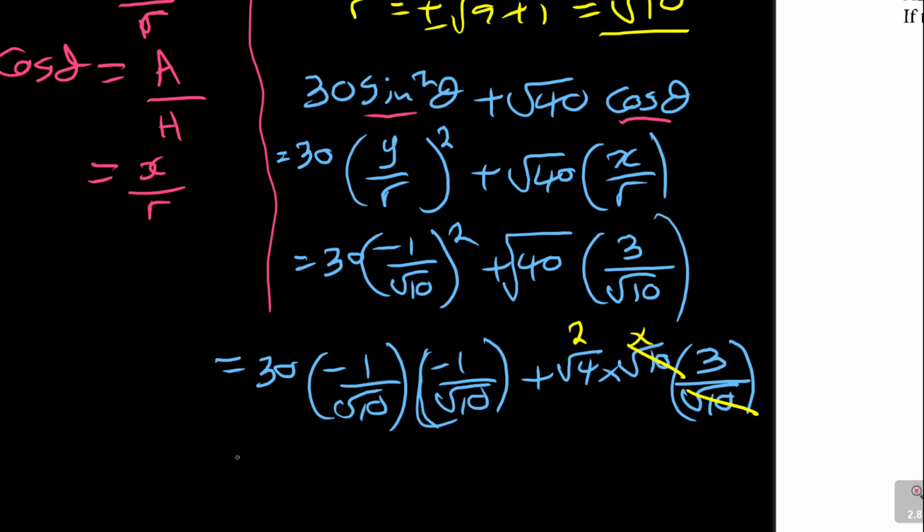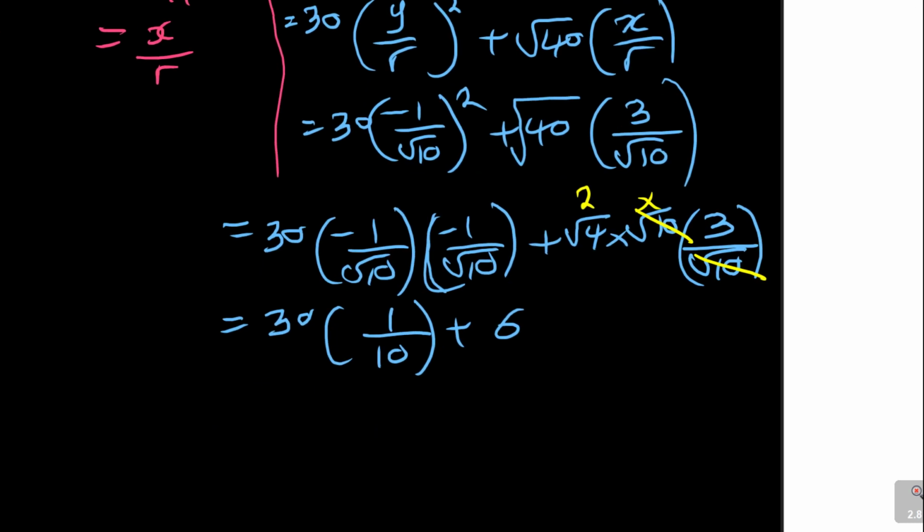But now when you continue, this is equal to 30. Negative 1 squared is positive 1. Square root of 10 squared becomes positive 10. Plus 2 times 3 is 6. And then you continue here. 10 into 30 is 3. 3 plus 6, you get your answer as 9. So I got my answer as 9.